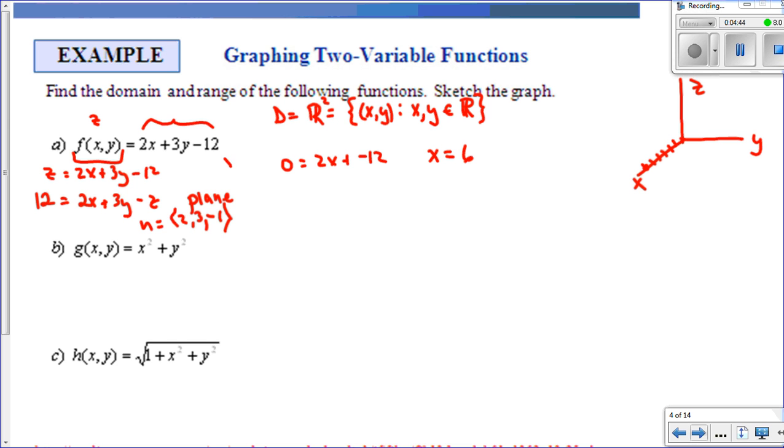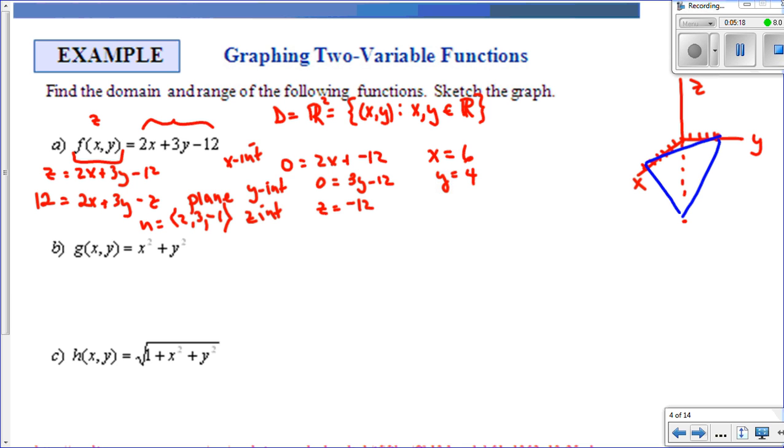The y-intercept we get by letting the x and the z be 0. So that means that y would be equal to 4. And then the z-intercept, we let the x and the y be 0. So z equals negative 12, somewhere down here. So the plane would have orientation something like that.